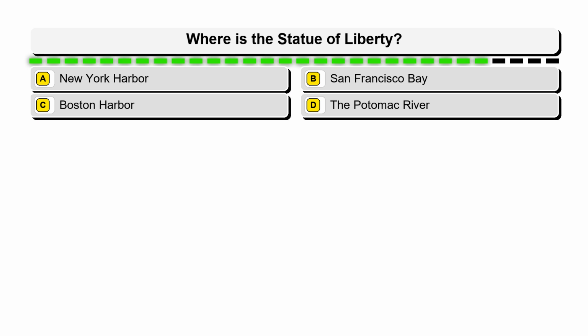Question 36. Where is the Statue of Liberty? Option A, New York Harbor. Option B, San Francisco Bay. Option C, Boston Harbor. Option D, the Potomac River.